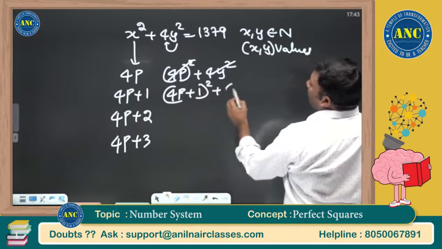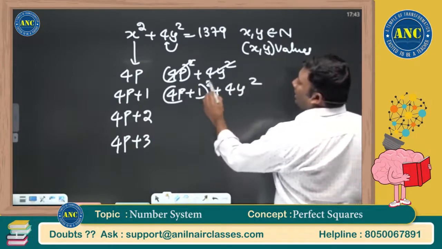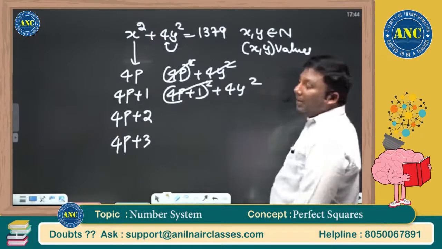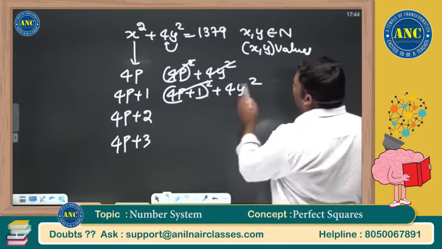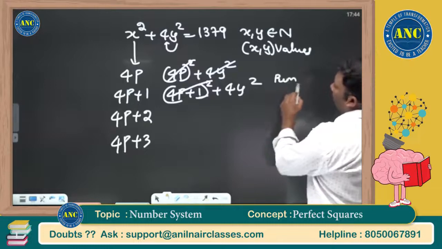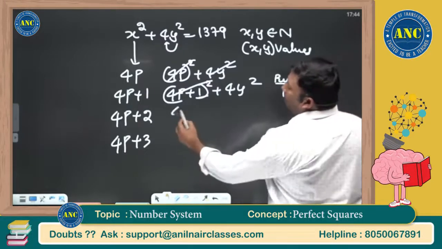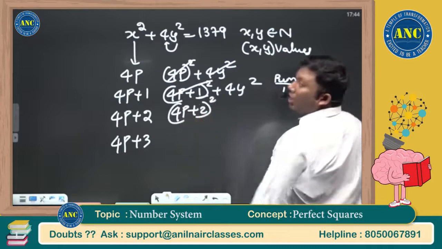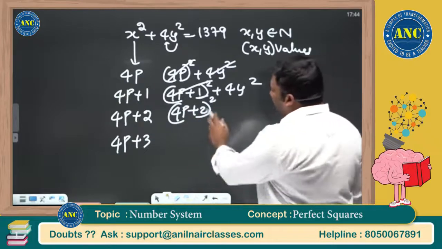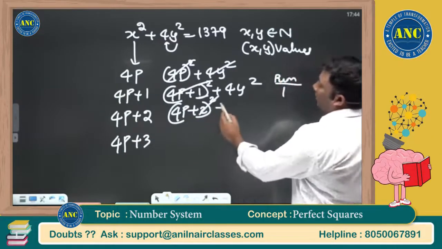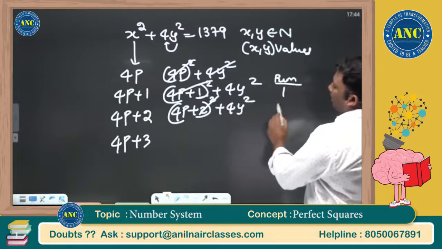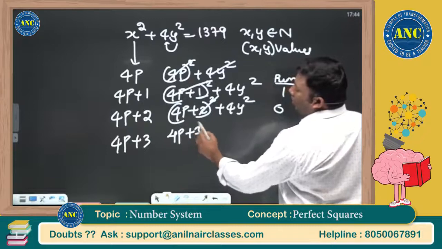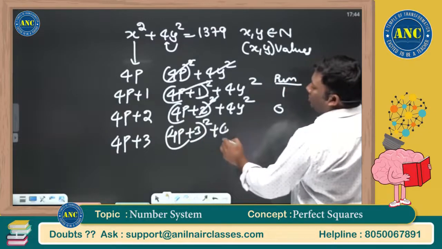You don't need to write it. Just by looking at the question, you can say 4p square is divisible by 4, 2 into 4p is divisible by 4. Remainder 1, we got remainder 1. (4p plus 2) whole square: (4p) whole square divisible by 4, 2 into 4p divisible by 4, 2 square divisible by 4, plus 4y square. Remainder 0. (4p plus 3) whole square plus 4y square.